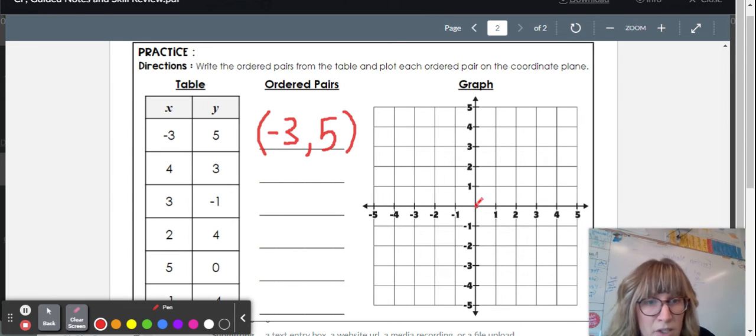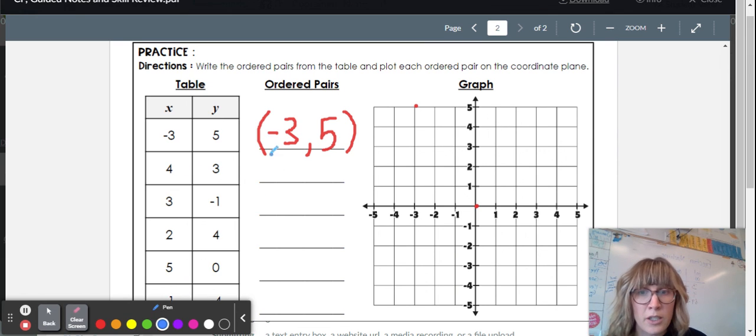And now we're going to go ahead and graph it. So we start at the origin. This tells us which direction to go from the origin. -3 is going in the left direction. 1, 2, 3. So we're going to pause right here. And then our y coordinate tells us if we're going up or down. So 5 is positive, so we'll go up. 1, 2, 3, 4, 5. So we're going to put our point right here. So this point -3, 5 in red lives right there.